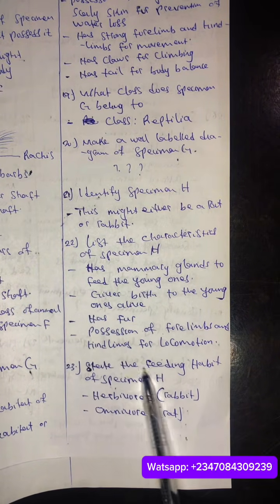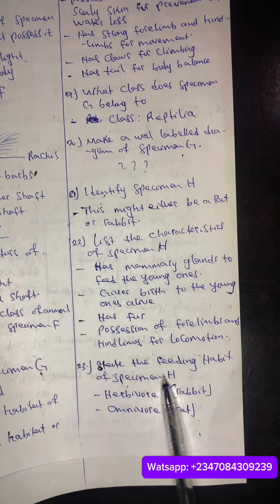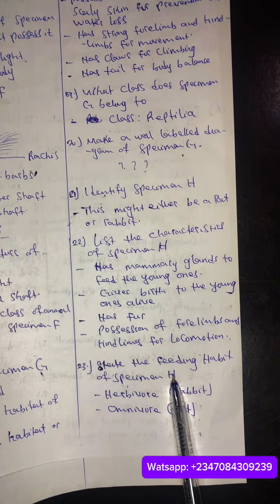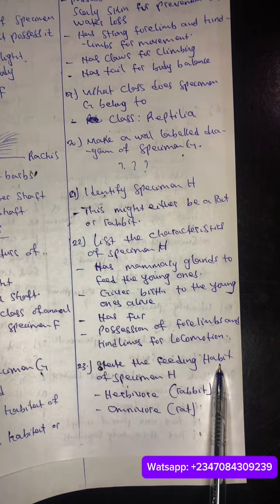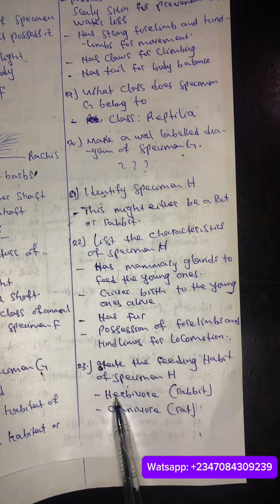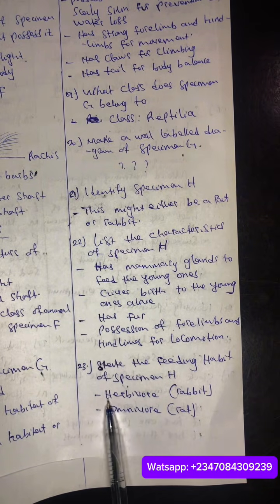Number 23, state the feeding habits of specimen H. Don't forget, this is just number 23. I have 45 prepared questions that you may likely come across. Yes. State the feeding habits of specimen H. If it is a rabbit, rabbits are herbivores.